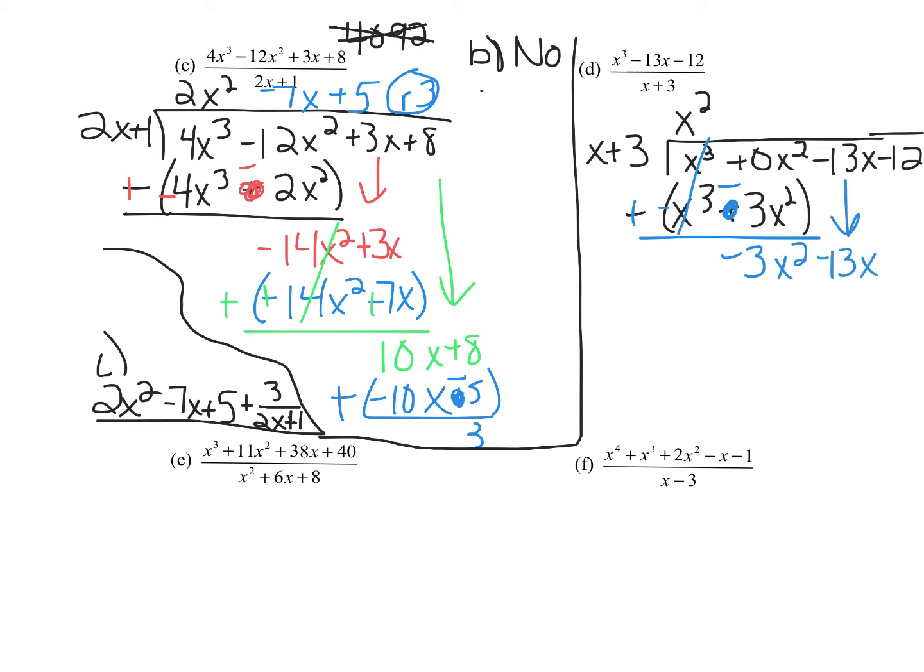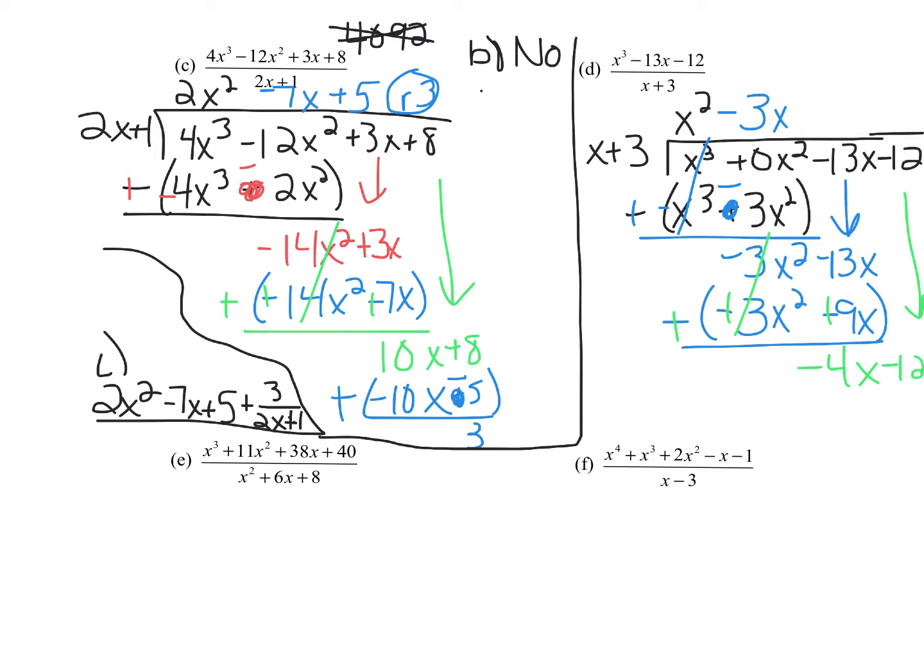So x goes into negative 3x squared, negative 3x times. Multiply it out. And change the signs. Negative 13x plus 9x is negative 4x. So x goes into negative 4x, negative 4 times. So I get negative 4x minus 12. And we'll change the signs.